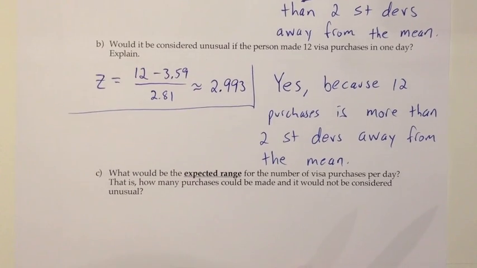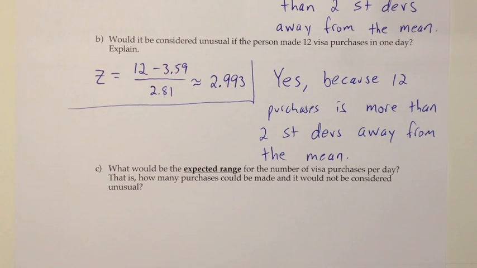All right, another variation on that question is what would be the expected range for the number of Visa purchases per day? And that is how many purchases could be made and it would not be considered unusual. That's definitely related to the questions up above, but instead of saying, is this value unusual, is that value unusual, we're just saying, what are all the values that you would not consider unusual? And then anything outside of that range, therefore, would be considered unusual.